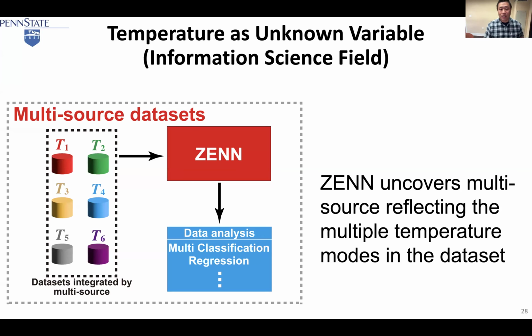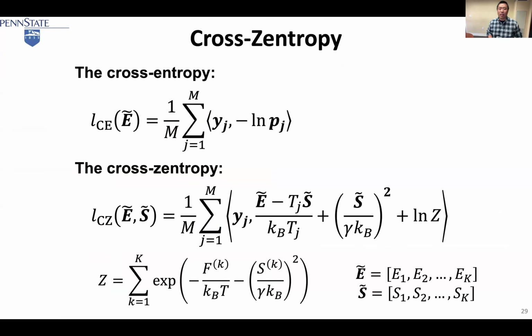We built this into the ZENN framework, and then eventually we can do this multi-classification, regression, or also classification. Let me use classification as one example to show you how you incorporate the temperature into ZENN. The first one is, again, we start with the cross entropy. If you only have uniform temperature, a uniform data set, you cannot learn any heterogeneous data set through this. So we put everything in the cross entropy setup, like I said before.